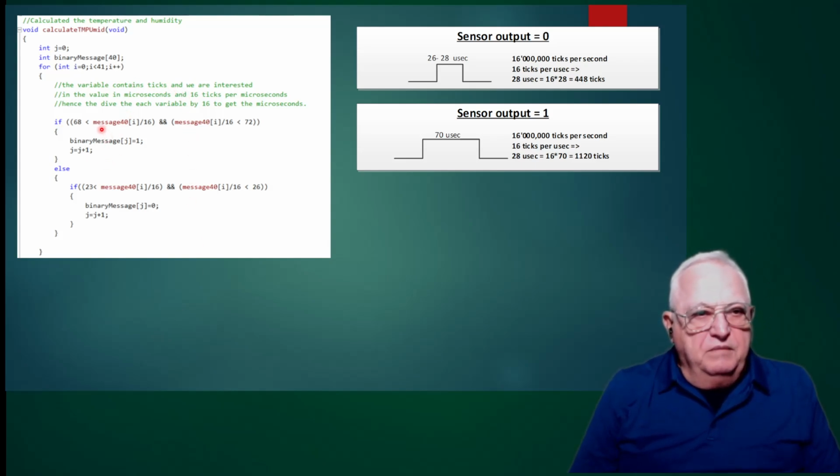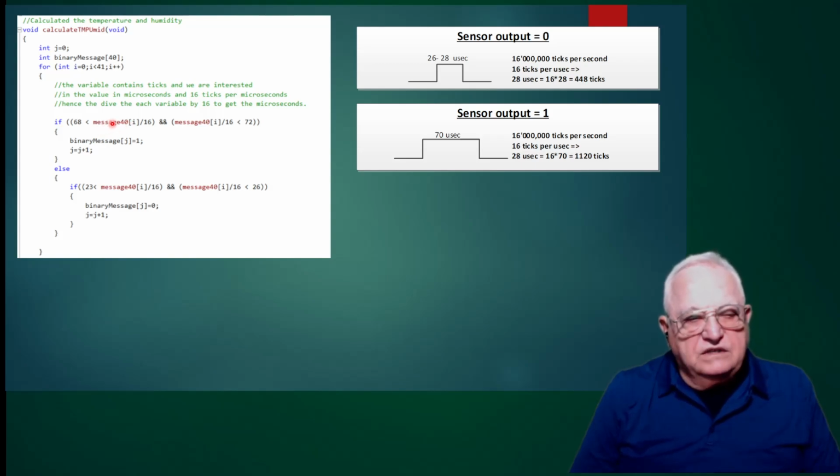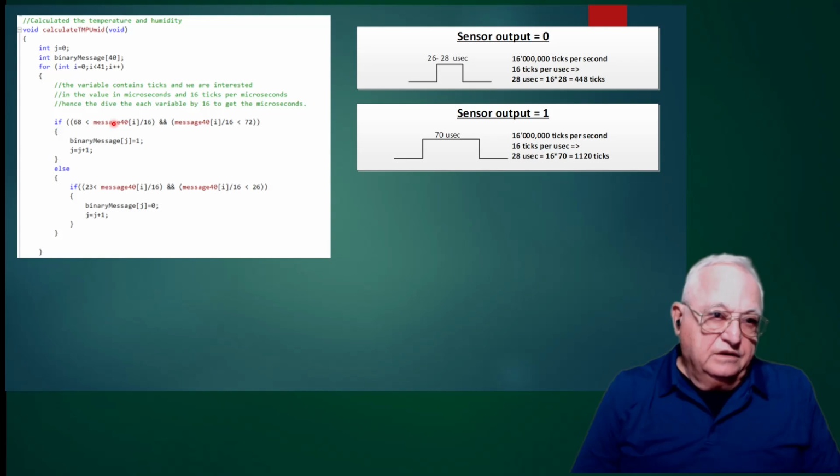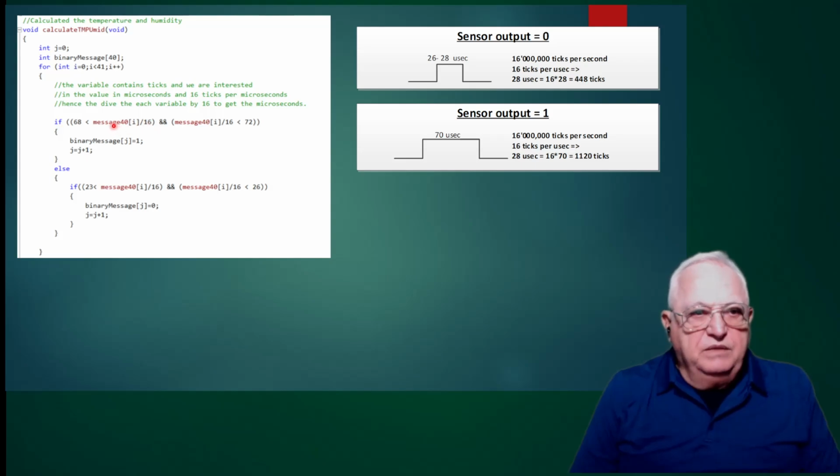The message 40 is the message that was filled up by our interrupt routine previously. So I have to go from 0 to 40. I take the first value divided by 16, because the message is in ticks and I want to convert them into microseconds. Then I ask, is it greater than 68 and less than 72? If it's true, then I know that corresponds to a 1, and I have this called binary message, and I put the first value to 1 and increment the counter.